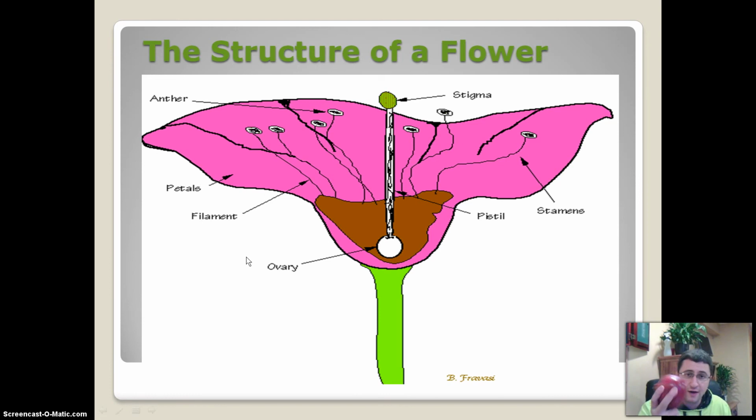Today's focus is going to be on the structure of a flower. Now here I have a pomegranate. This is a really good fruit. If you haven't ever had one of these, you're missing out. Anyway, believe it or not, this fruit right here at one time was part of a flower. If you don't believe me, by the end of this PowerPoint you will.